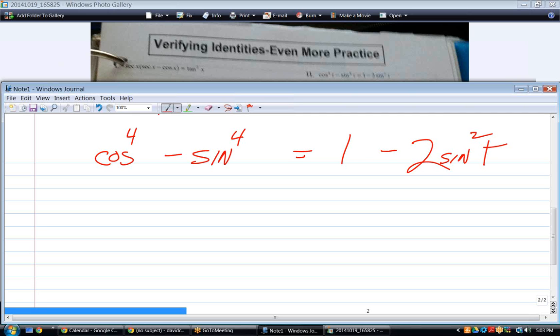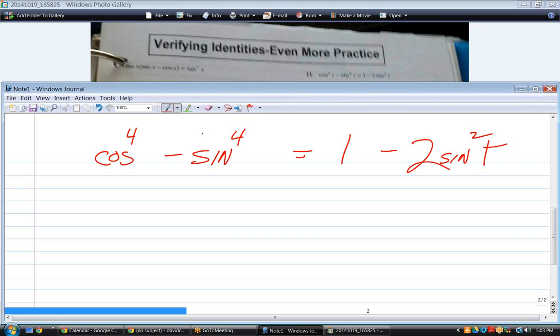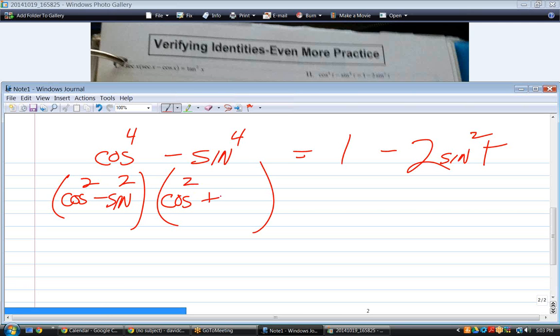That's not a true identity, is it? No, it's not, but it's a difference of perfect squares. Never forget difference of perfect squares. You need it throughout math. Okay, so what does this factor into? Cosine squared minus sine squared times cosine squared plus sine squared. Oh, yeah. I got it.